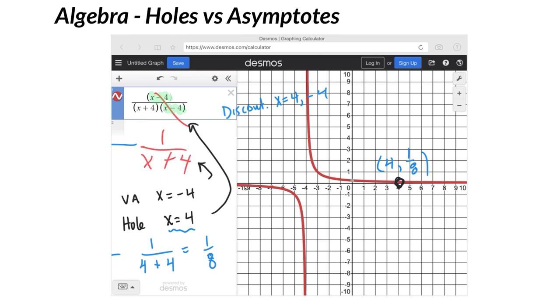So now we can classify those discontinuities. The asymptote is what x value would make the simplified version still dividing by 0, so negative 4, and the hole is the one that we were able to divide out. And those are the two types of discontinuities we see in our rational functions.